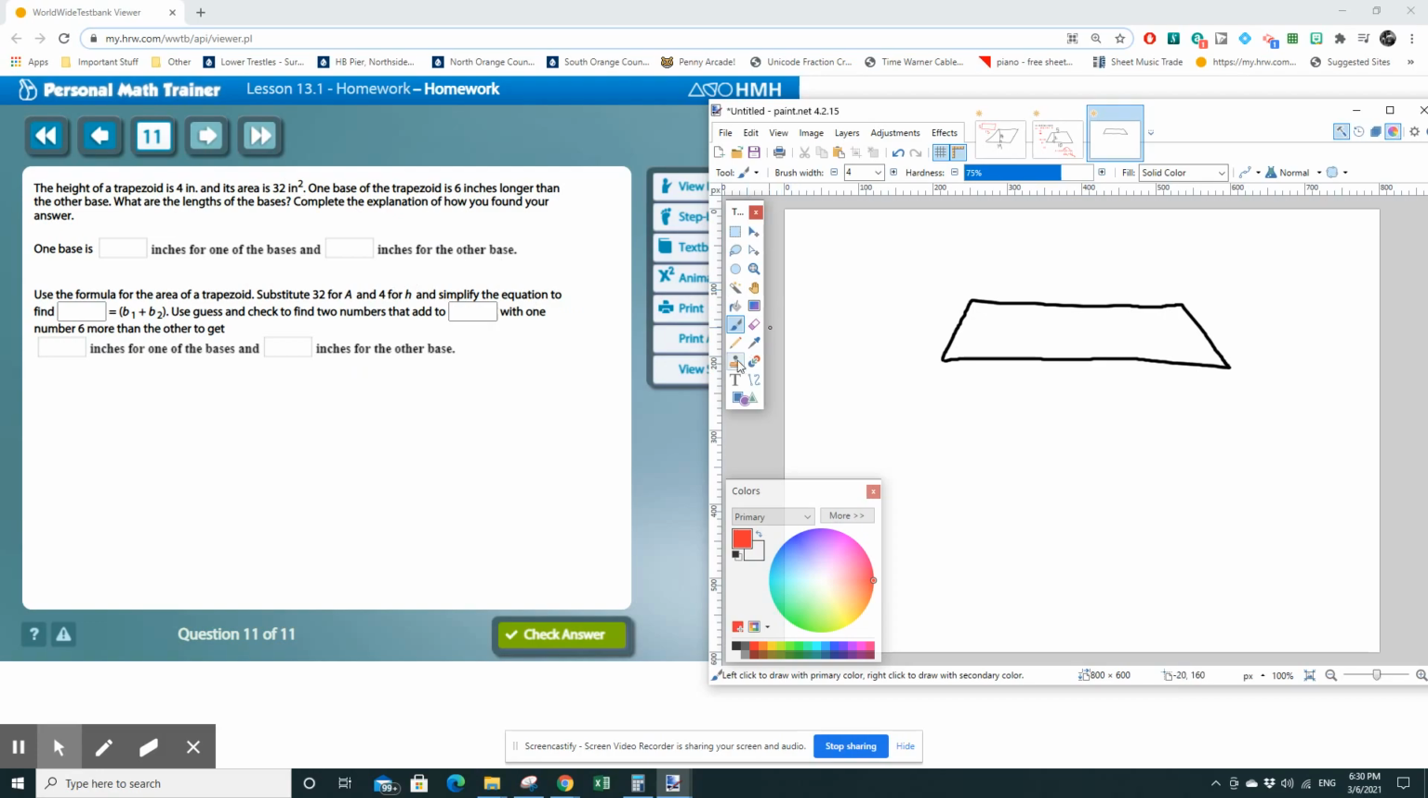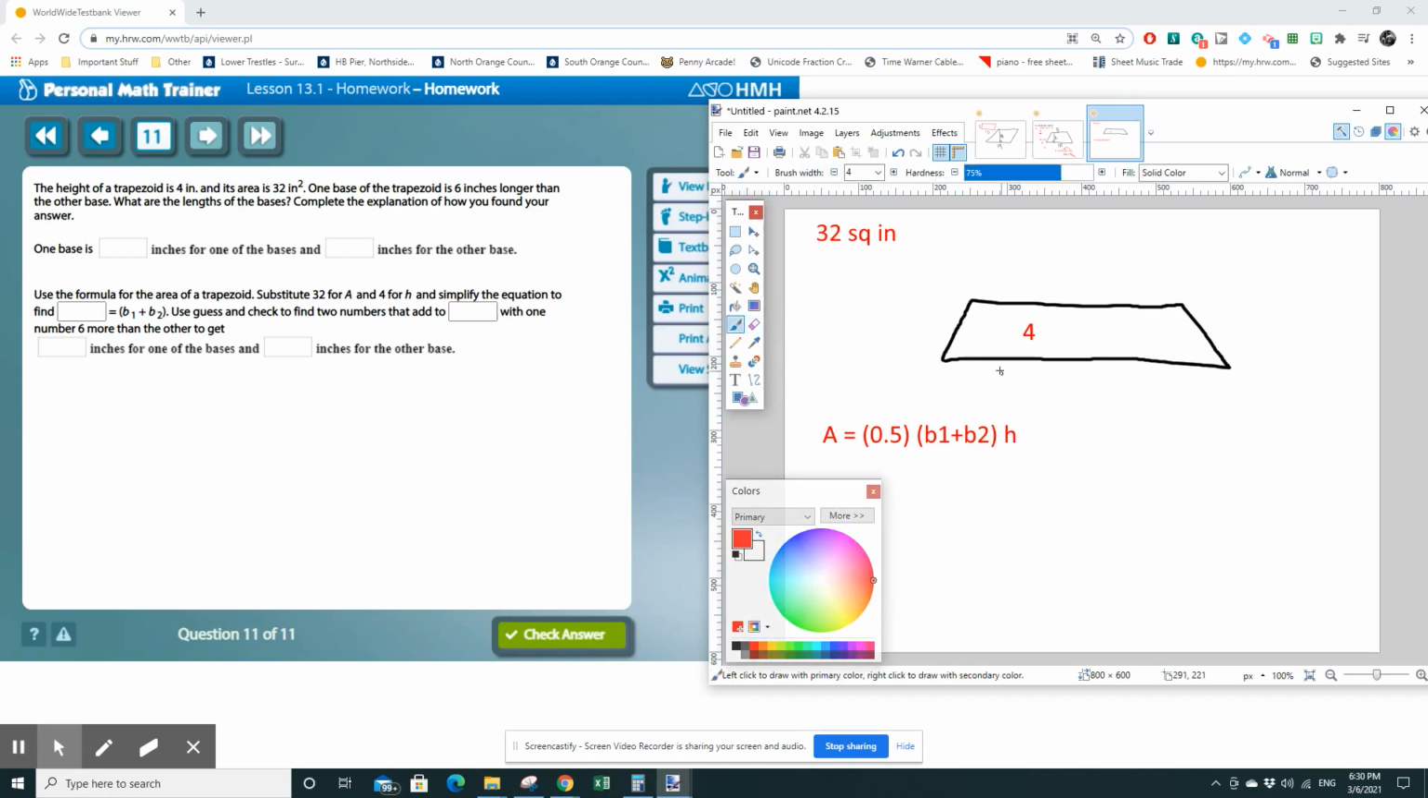The way they've set this up is also very complicated. So remember that area equals 1/2, which is 0.5 on the right, times base 1 plus base 2 times the height. And they told us that the height is 4 inches. So let's just put 4 inches. And they say the area is 32 inches squared. So square inches.